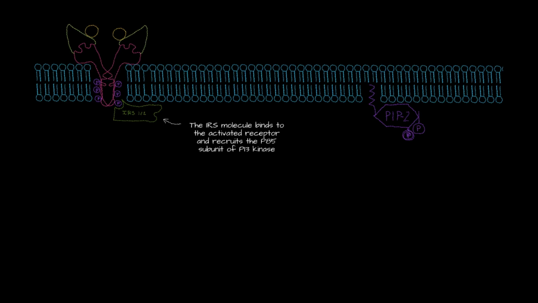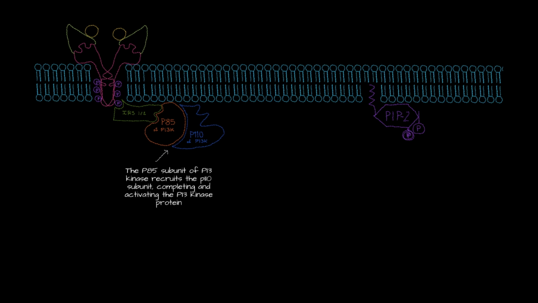IRS binds to P85 using its phosphorylated sites, which P85 recognizes and attaches to. This helps it activate PI3 kinase signaling. P85 joins with P110 to form the PI3K complex. P85 stabilizes P110 and regulates its activity, ensuring it gets activated only when needed, like when IRS brings them together during insulin signaling. This completes the PI3 kinase and activates it.